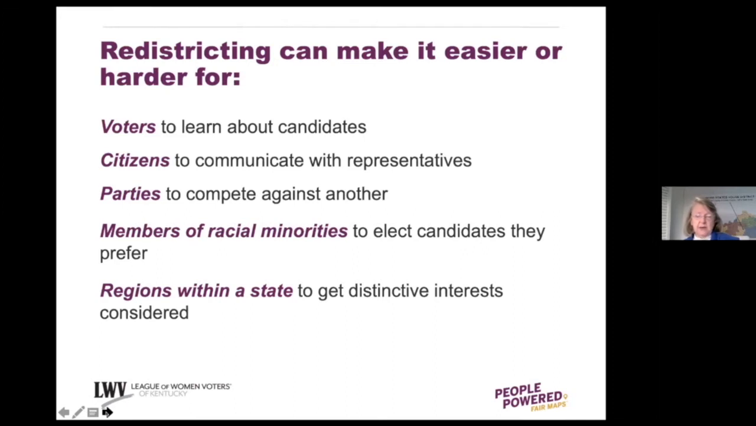Redistricting can also make it easier or harder for parties to compete with each other. If districts are gerrymandered so that they're safe for one party or another, then you don't have much competition in elections. It can also make it easier or harder for racial minorities to elect the candidates they prefer. And it can also make it easier or harder for regions within a state to get their distinctive interests considered.